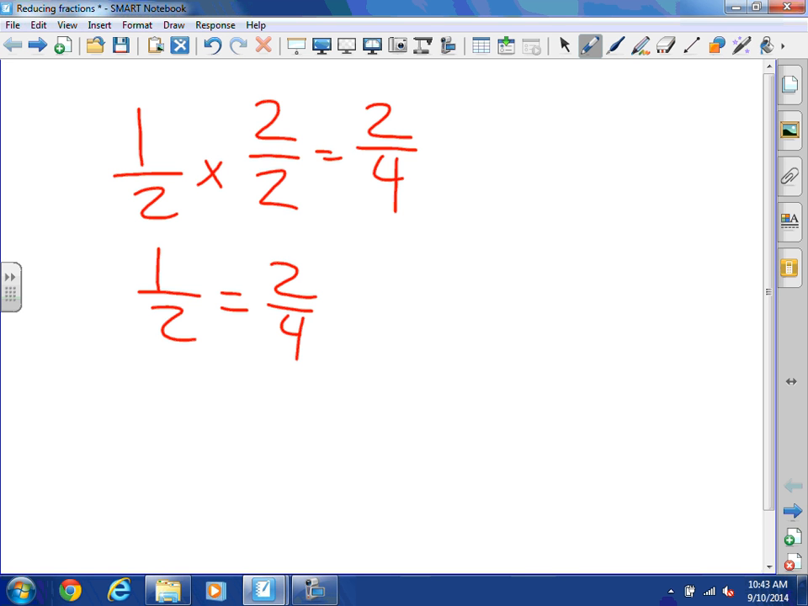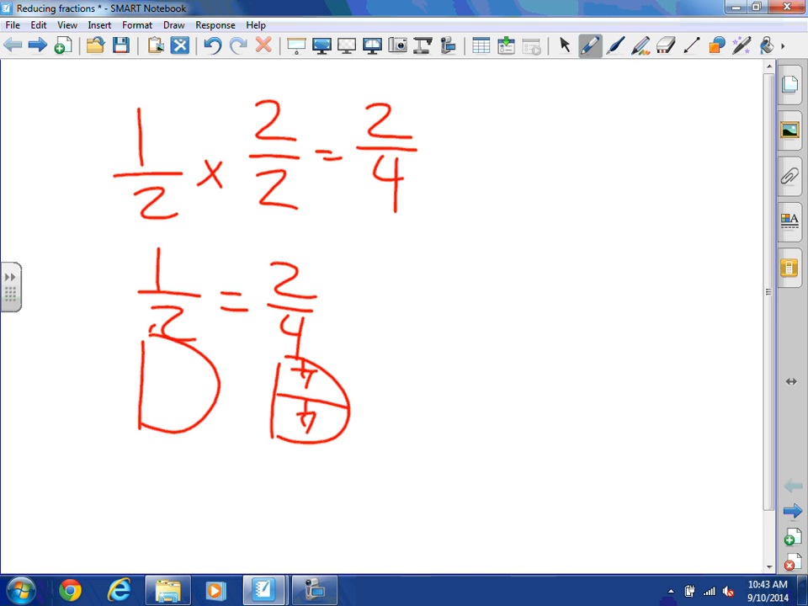Now you guys built it and manipulated it, and in your brain you should be able to see that we had 1/2, and then we took the half and divided it in half again, which made those quarters. Those are equivalent fractions.